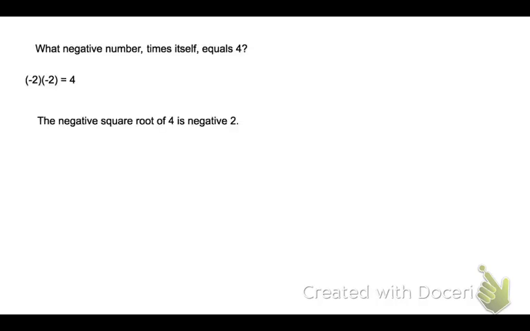Again, to show the same idea using mathematical notation, I could ask, what negative number times itself would equal 4? And since we know that 4 is the same thing as 2 squared, this means that the negative square root of 4 must be negative 2.